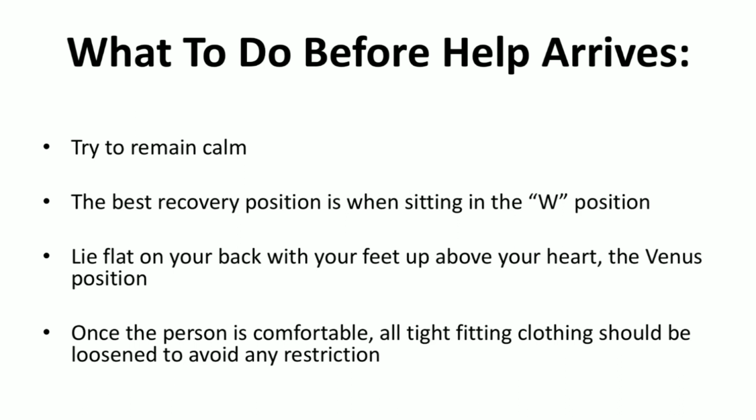The best recovery position is sitting in the W position. This is with the back supported at a 75-degree angle and the legs bent so the knees are up and the feet flat on the ground, forming a W shape. Another position that is recommended is to lie flat on your back with your feet up above your heart, the Venus position. This opens your diaphragm, it makes breathing easier, and increases the oxygen supply. Once the person is comfortable, all tight-fitting clothing should be loosened to avoid any restriction, but do not allow them to chill, so ensure the person is covered.